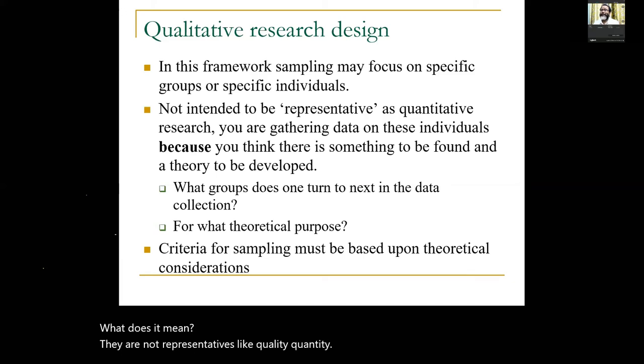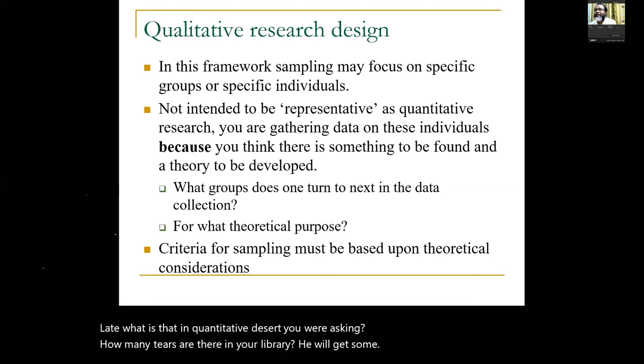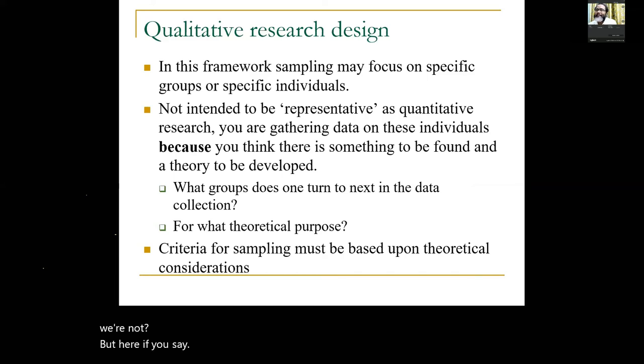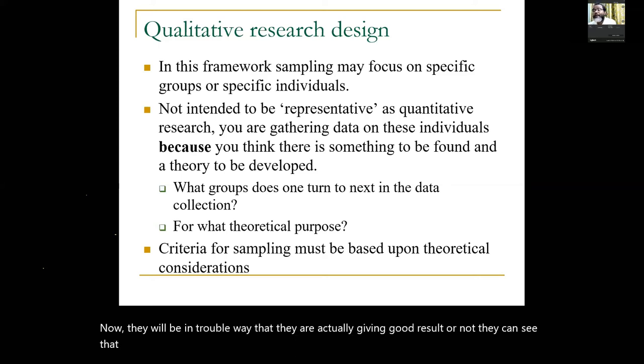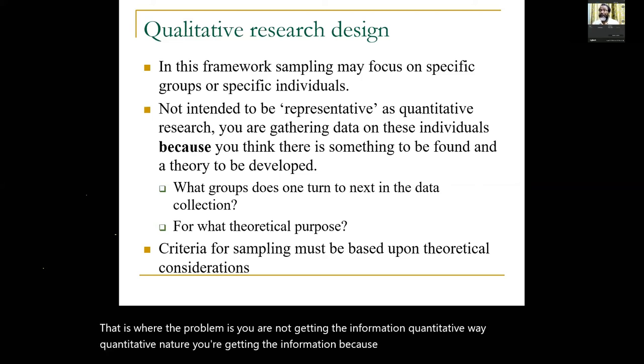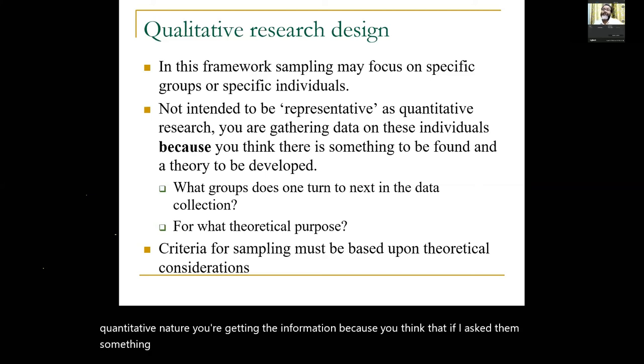In quantitative research, if you ask how many chairs are there in your library, you will get some result. How many tables are there in your library? Someone will say zero or someone will give a number. But here, if you ask whether the pesticides you use give you good results, now they will be in trouble. They can say yes, this is giving good results, but if I can procure something else, that might give better results. You are not getting information in a quantitative way. You are getting the information because you think that if I ask them something new, I can get something special. And that's why you are evaluating them.